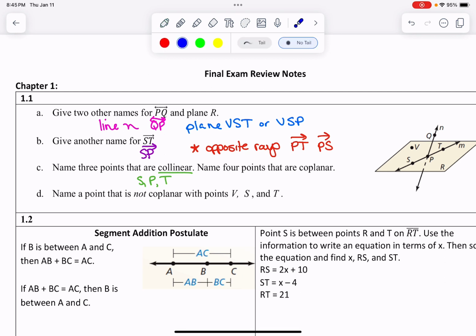Our 4 coplanar points would be V, S, P, and T. Remember the R down here doesn't have a point. That's naming the plane. So our coplanar points would be S, P, T, and V. D says name a point that is not coplanar with those 3 points, and that's going to be this top point Q, which is not sitting on that plane R.